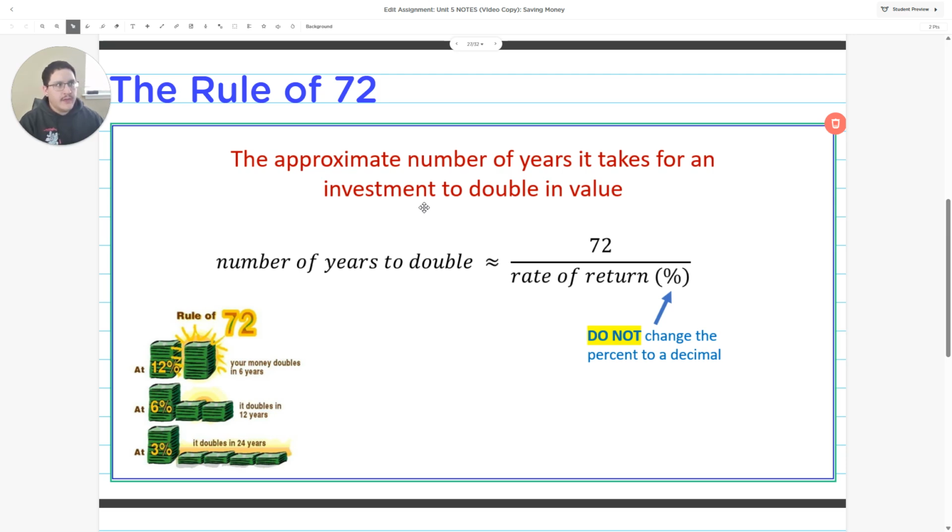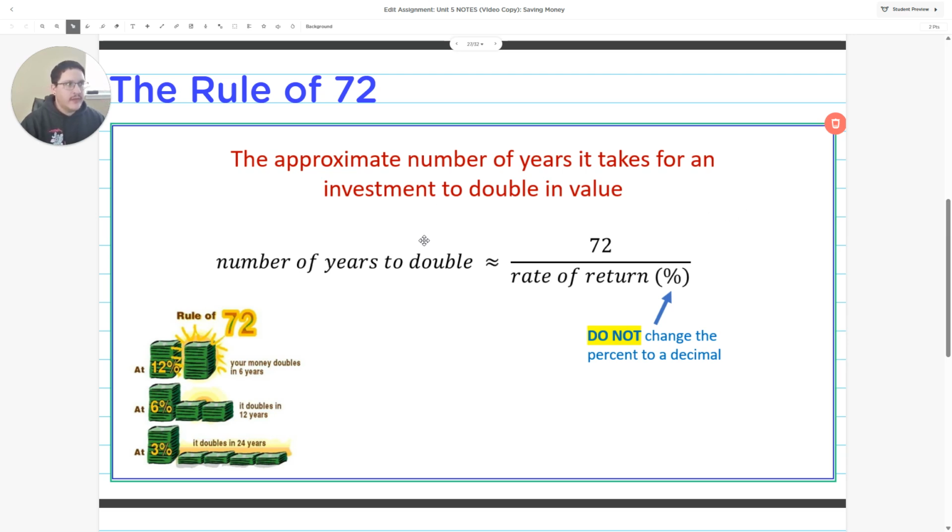In the case of the rule of 72, the rule of 72 is the approximate number of years it takes for an investment to double in value. Again, doesn't mean it will. It's just a rule of thumb for most of the time will actually occur. But you still want to be wary about actually trusting it. It'll just give you insight on what the rule is for.